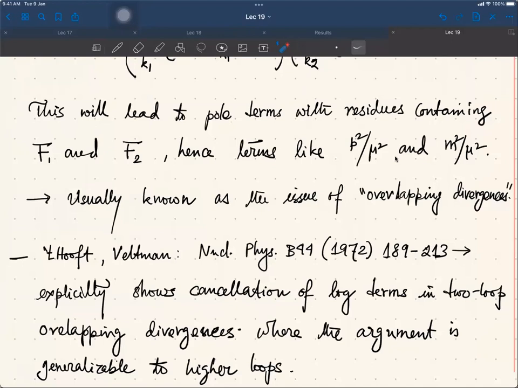Okay. This was mentioned earlier, I think, in a discussion session, but I am mentioning this now in the lecture as well.